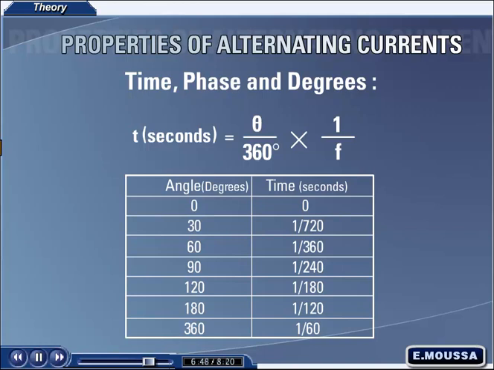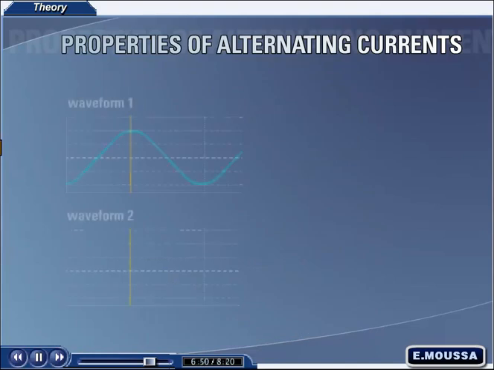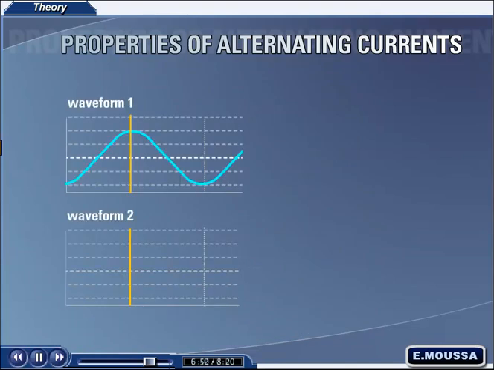If we have 2 waveforms of the same frequency that at any point in time are at the same point in their cycle, they are said to be in phase with each other. For example, if both waveforms reach their peak amplitudes or zero crossing at the same time, they could be described as being in phase with each other.